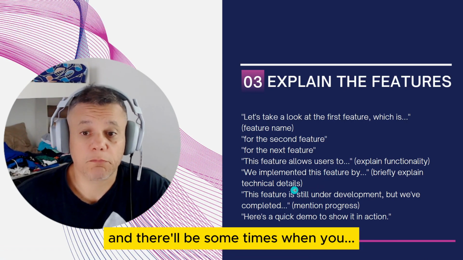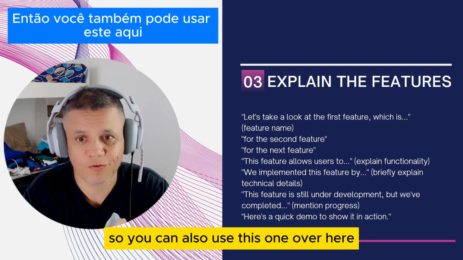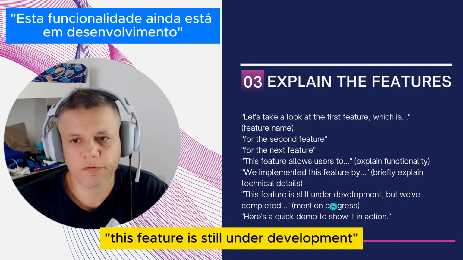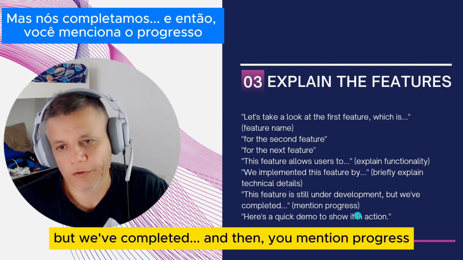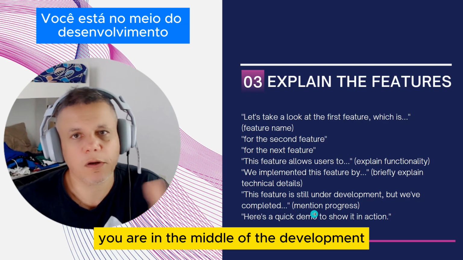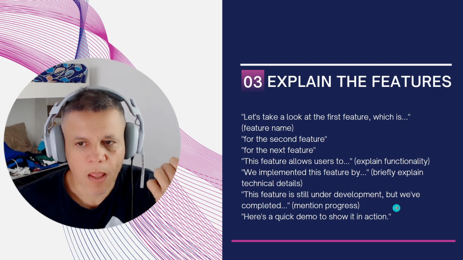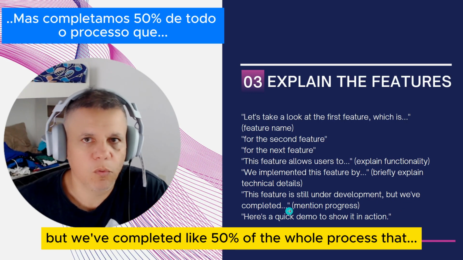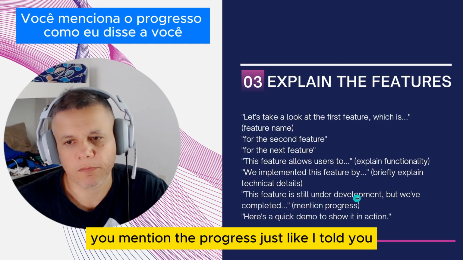And there will be times when the feature is still in development. So you can also use this one over here: this feature is still under development, but we've completed... and then I mentioned progress. For example, you completed 50%, you're in the middle of the development. So you can say this feature is still under development, but we've completed about 50% of the whole process. You mention the progress, just like I told you.